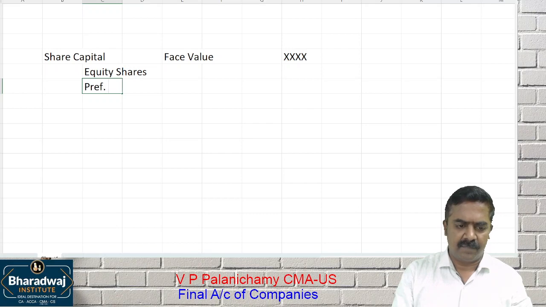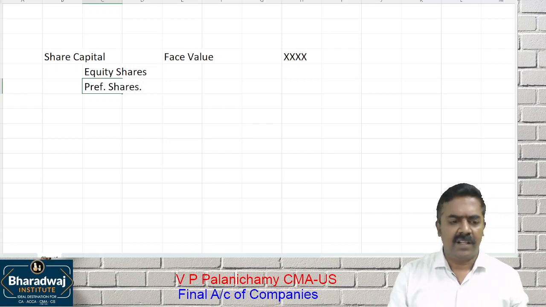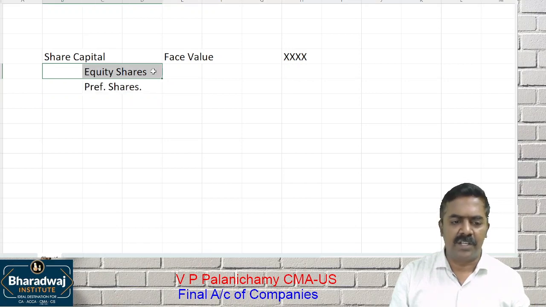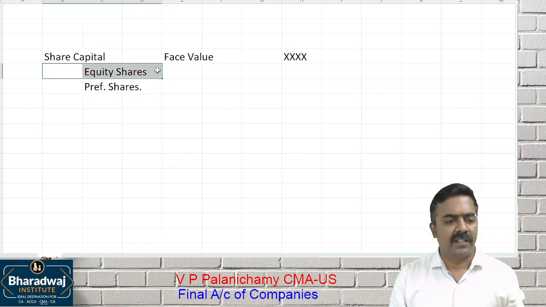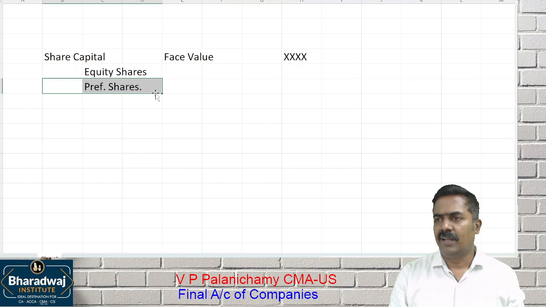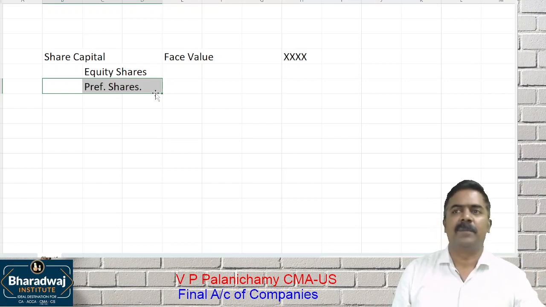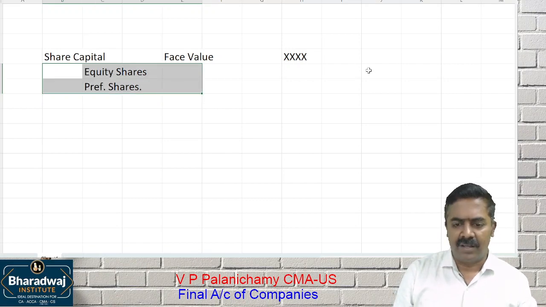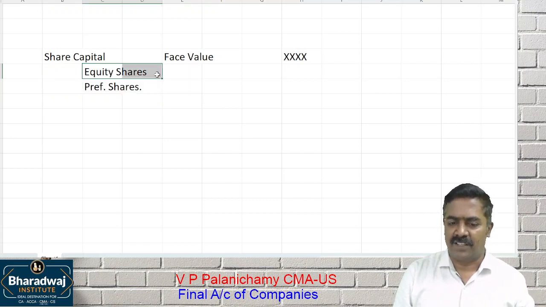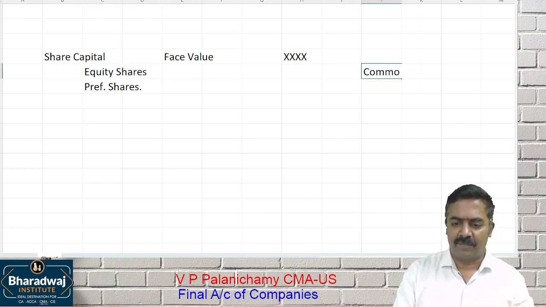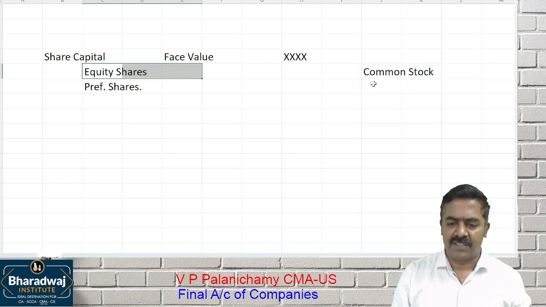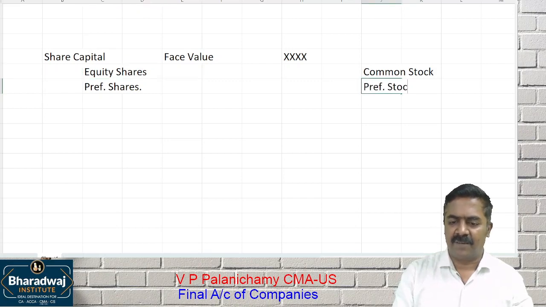Preference shares. What do you mean by preference shares? They get dividend at a fixed rate, and repayment of capital also. Who are equity shareholders? Ultimate owners who take risk. Who are preference shareholders? They don't take any risk. They will get a dividend every year and they will get repayment of capital when the company is closed. In India, we use the word shares, but in the US, they don't. They call it common stock. Common stock means equity shares. They call it preferred stock.